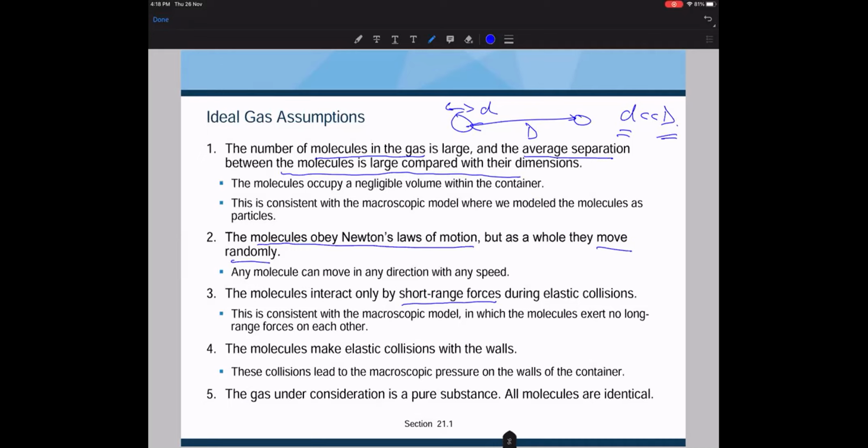And fourth point, the molecules would be colliding elastically with the walls of the container. If they are not colliding elastically, after some time, they would all stop. Remember what we mean by the elastic collision? When you hit on the walls, if they lose energy, then eventually they will stop altogether. And that does not seem to happen. So they would be making elastic collisions. And finally, the gas is a pure substance, and all the molecules could be assumed to be identical. We don't label them because they are just identical to one another.